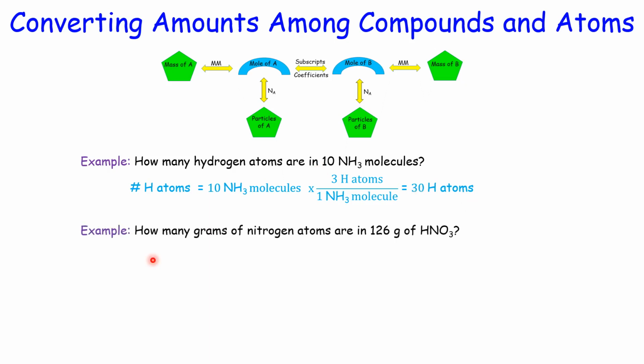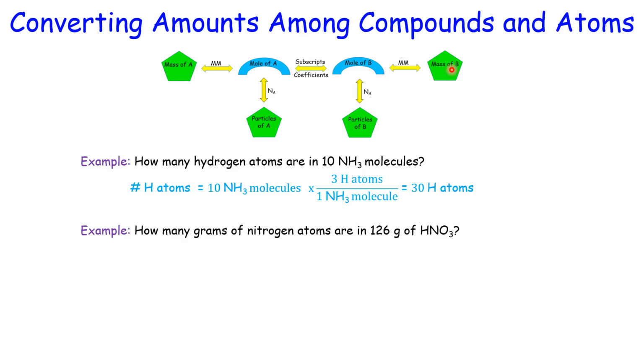Another one. How many grams of nitrogen atoms are in 126 grams of nitric acid? Okay, so now assume A is nitric acid and B is nitrogen. All right, what do we know? We know grams of nitric acid, so we need to convert that to moles of nitric acid, and then from moles of nitric acid to moles of nitrogen atoms, then from moles of nitrogen atoms to grams of nitrogen atoms.